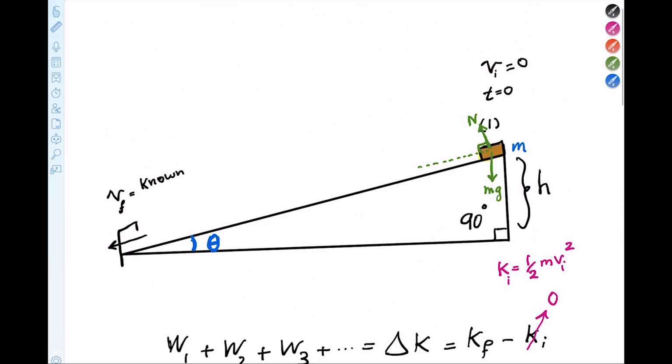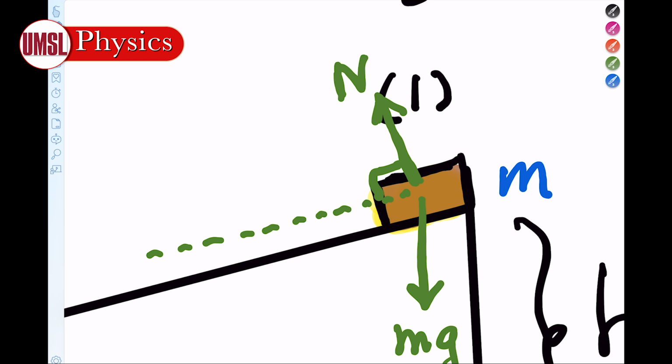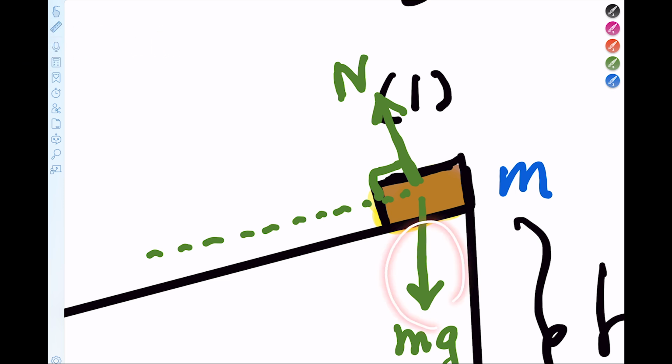In other words, this normal force does not work at all. Doesn't change anything for us. Doesn't change any energy of the box. The only force that's actually doing any work is gravity. Gravity, mg, is doing all the work for us.